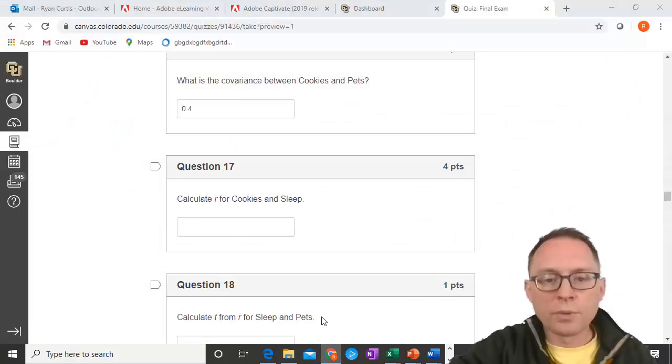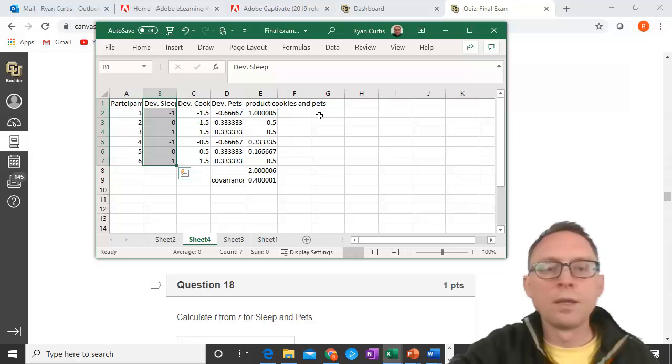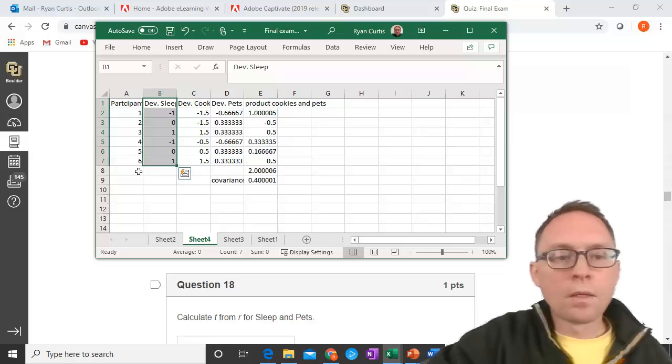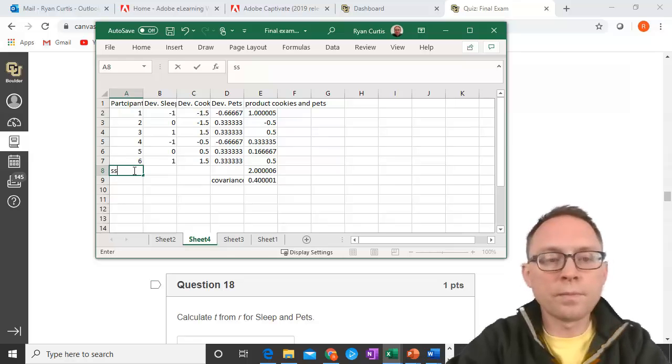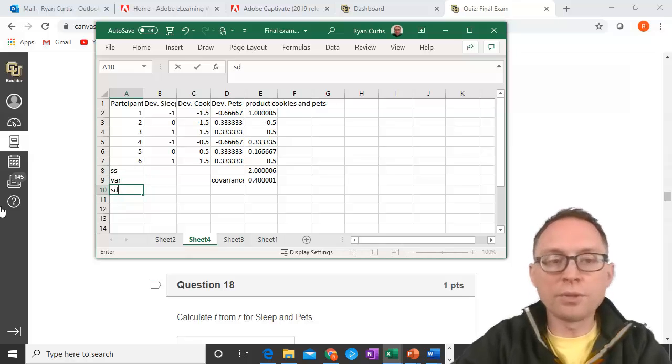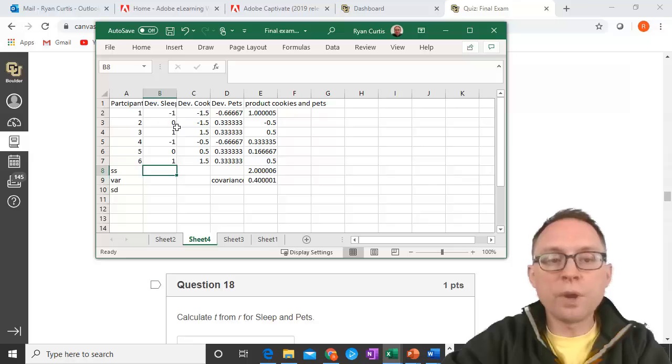So just to remind us what we're doing, we're calculating R for cookies and sleep. Let's go ahead and get the sum of squares and variance and standard deviation. Now we can't do it the easy way because these are not raw scores. So that means we're going to have to take these deviations, square them, and add them up.